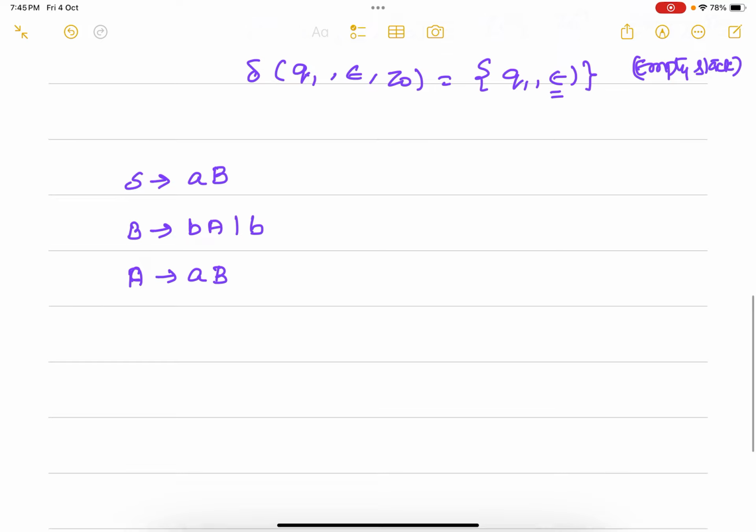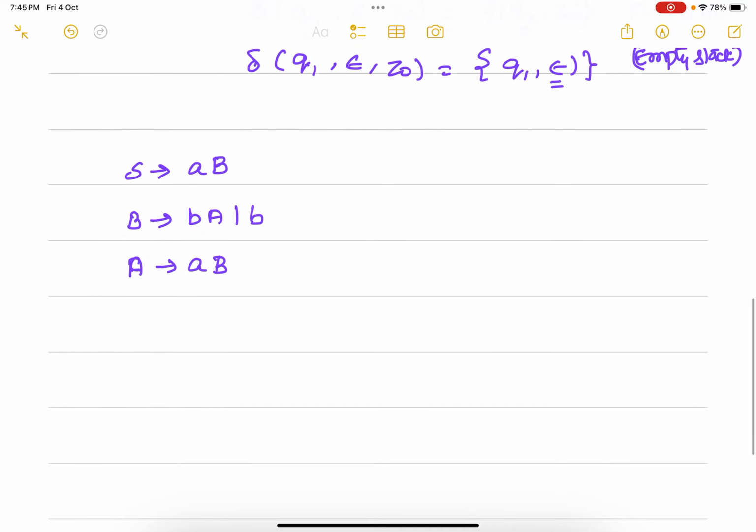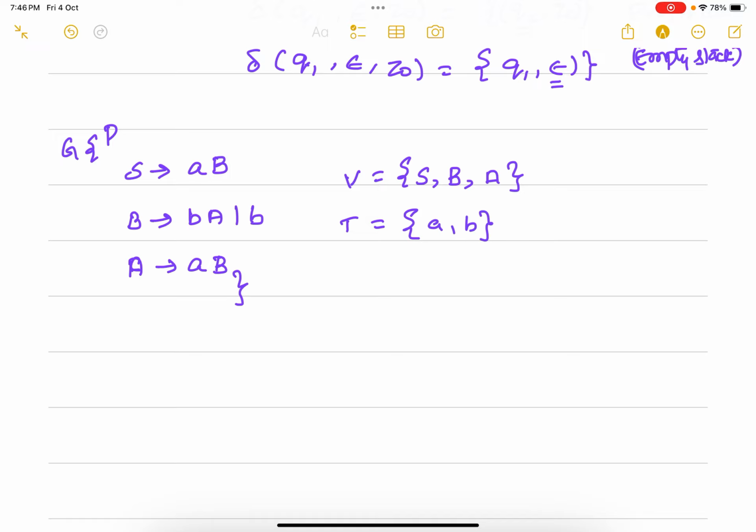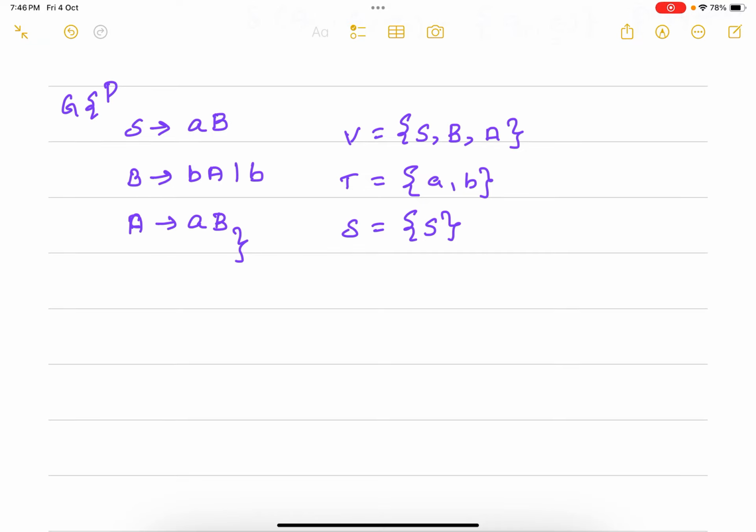Now we'll take one example. We are given a set of productions in the grammar G. So this is our set of productions. V is S comma B comma A, the set of non-terminals. The set of terminals here is a and b. S is the start symbol. We are given this grammar, and we need to construct its equivalent push-down automata.